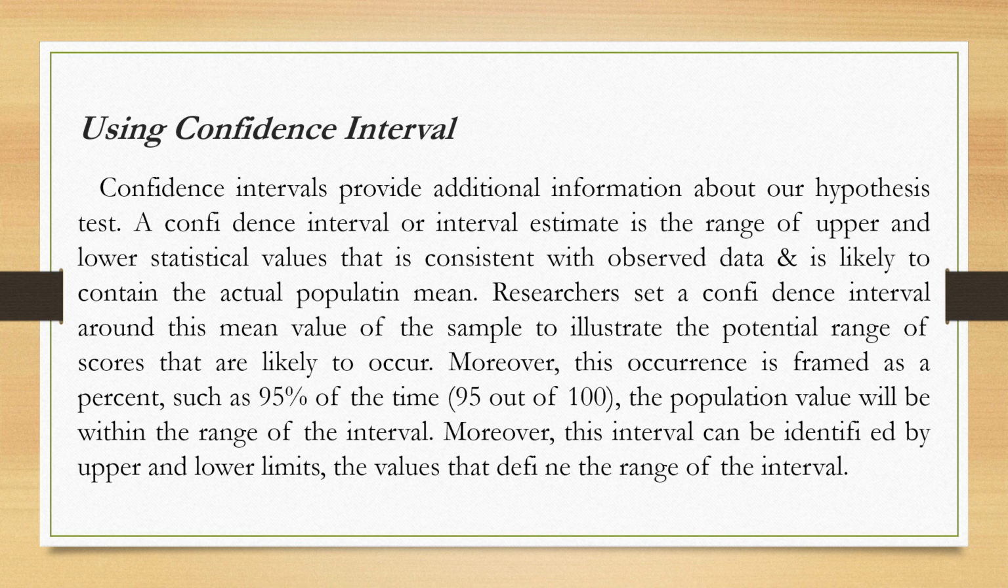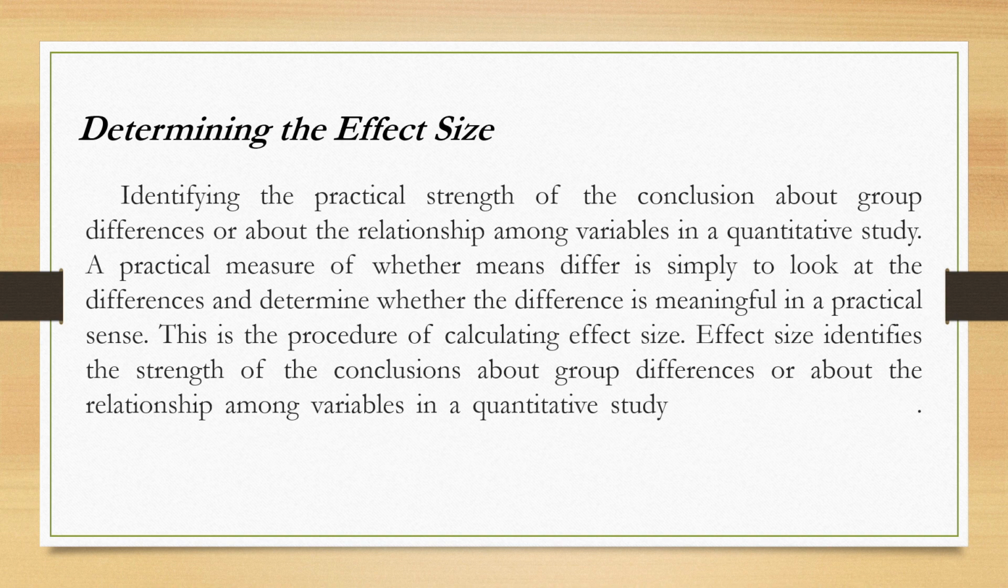Researchers set a confidence interval around this mean value of the sample to illustrate the potential range of scores that are likely to occur. Moreover, this occurrence is framed as a percent, such as 95% of the time, 95 out of 100. The population value will be within the range of the interval. Moreover, this interval can be identified by upper and lower limits, the values that define the range of the interval.